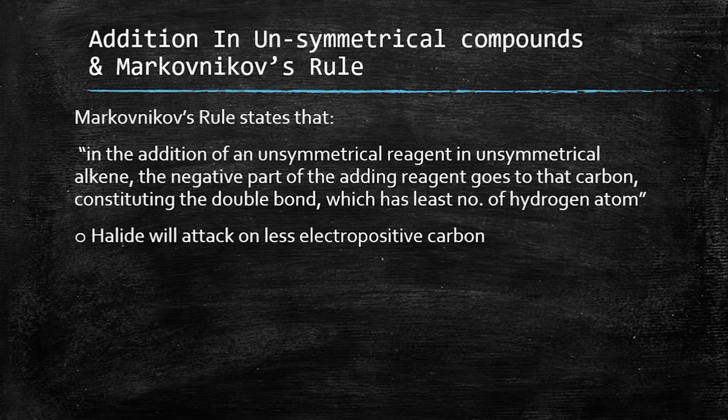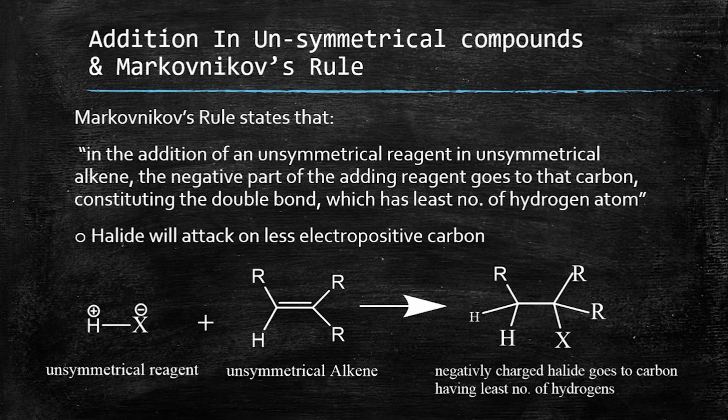It states that in the addition of an unsymmetrical reagent to an unsymmetrical alkene, the negative part of the adding reagent goes to that carbon of the double bond which has fewer hydrogen atoms. In simple words, hydrogen halide is an unsymmetrical reagent having a partially positively charged hydrogen and a partially negatively charged halide. When it is added to an unsaturated compound having a different number of hydrogens attached to the doubly or triply bonded carbon atoms, then the negative part, which is halide in this case, will go to the carbon having the least number of hydrogen atoms. So we can say that the negative part will go to the carbon which is less electropositive.